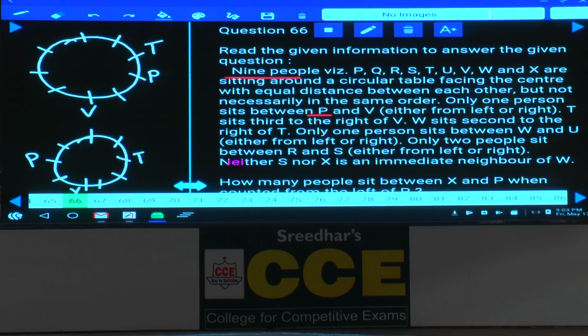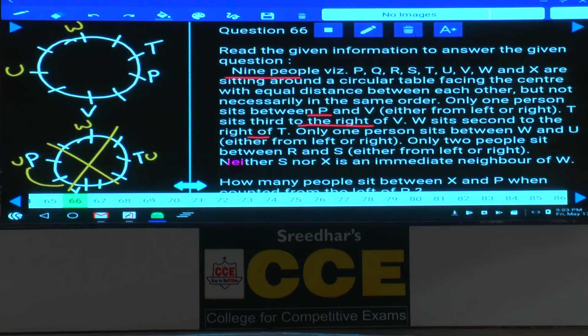And we have taken the information about T. W sits second to the right of T. W is seated second to the right hand side of T, so W is here. Only one person between W and U. As only one person is between W and U, in the first case U must be here. That is the only possibility. And in the second case, U is either here or here. But as in these 2 places, T and P were already there, the second case, wherein P is to the left hand side of V, is not possible. Clear?